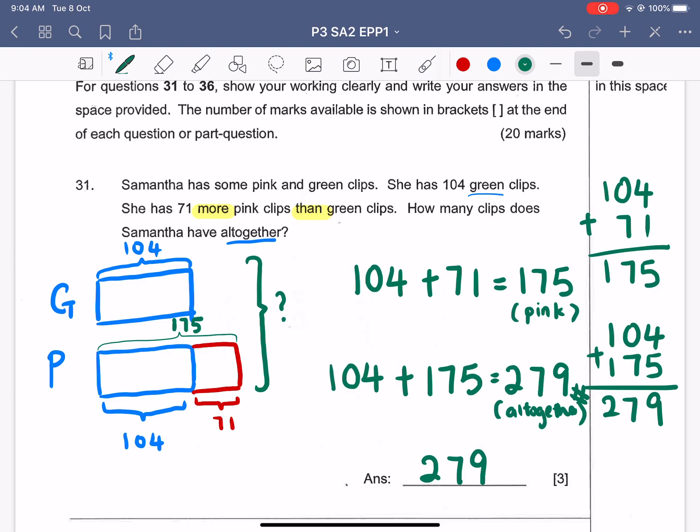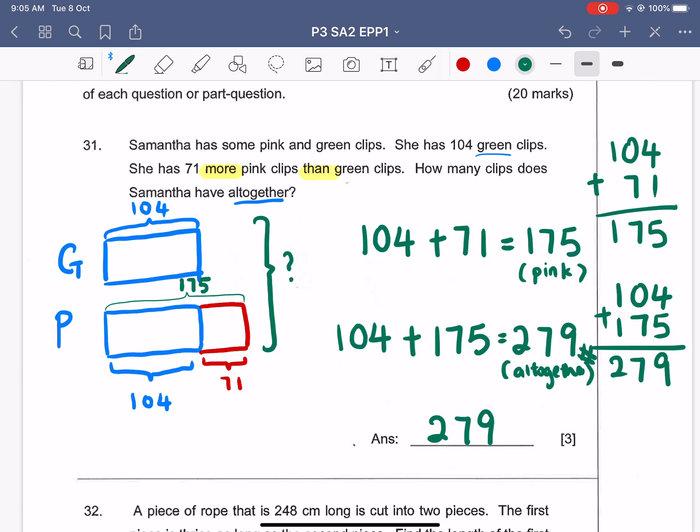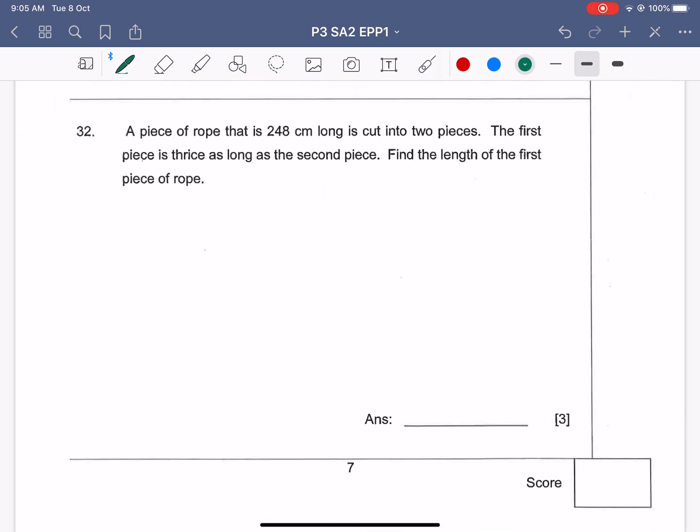Next, we are going to move on to question 32. If you need time to read this question or to redo this question, pause the video so that you can do this all over again on your own so that you learn best. Okay, this video is going to continue to question 32.